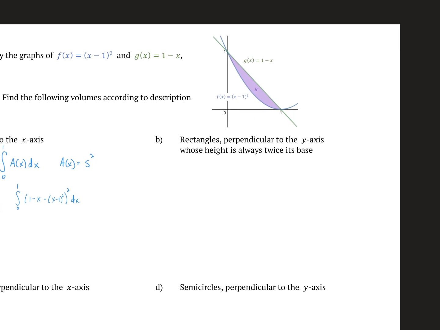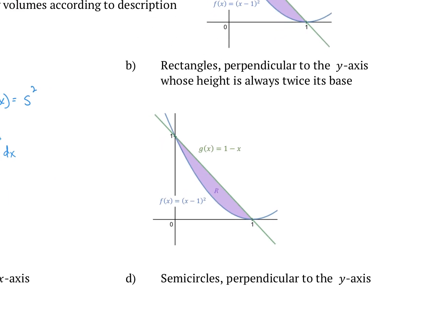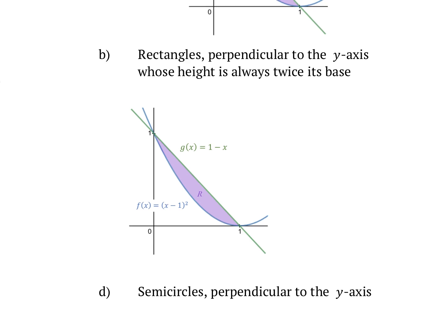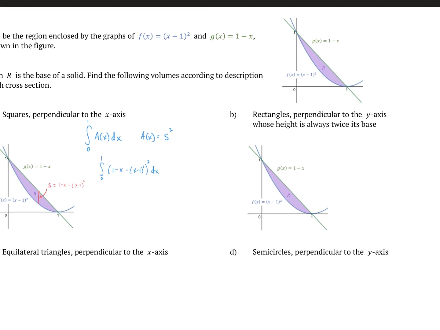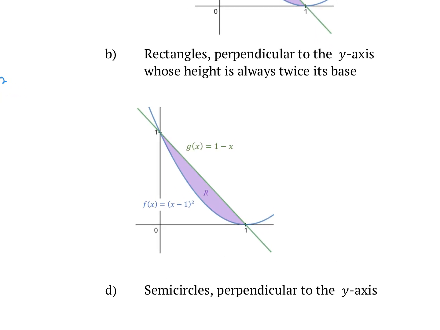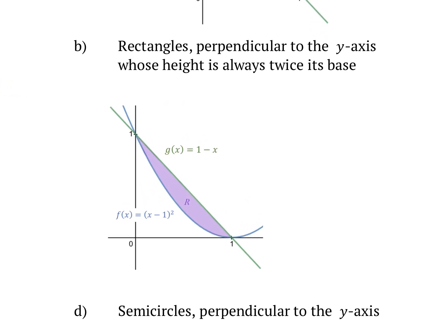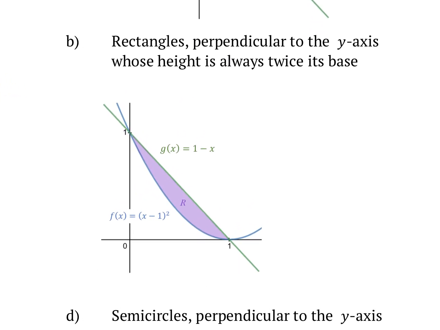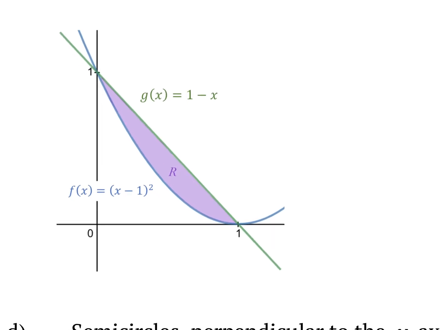Let's do the same thing. We'll have a drawing. Take this. Okay, for the next one, we're trying to find the volume. Find the volumes according to the description that cross sections are rectangles and they're perpendicular to the y-axis and the height is twice the base.